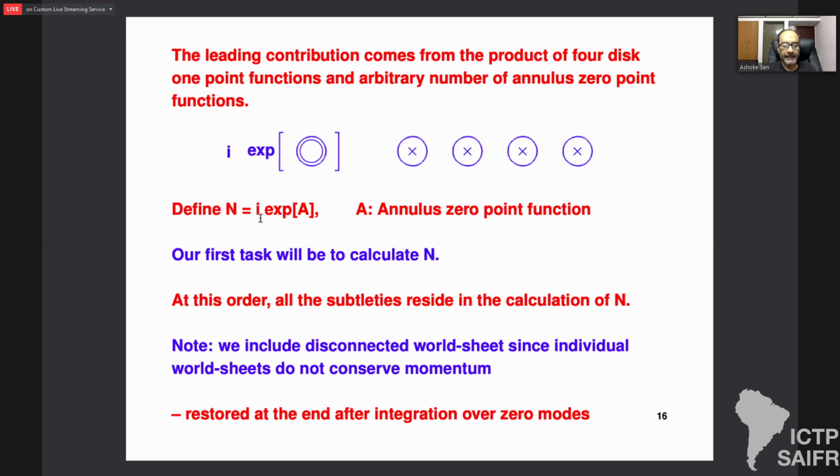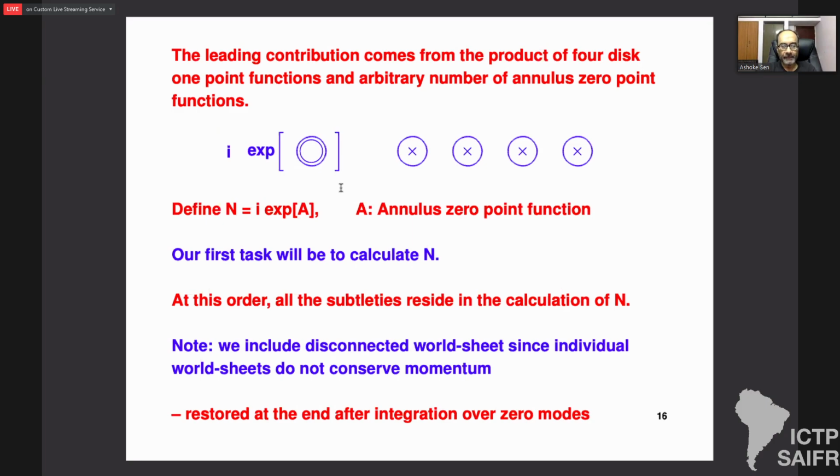So we'll define n as I times the exponential of the annulus diagram. And our first task will be to calculate n. In fact, at this order, all the subtleties reside in the calculation of n, because the rest come from standard worldsheet calculations, somewhat tedious, but straightforward.